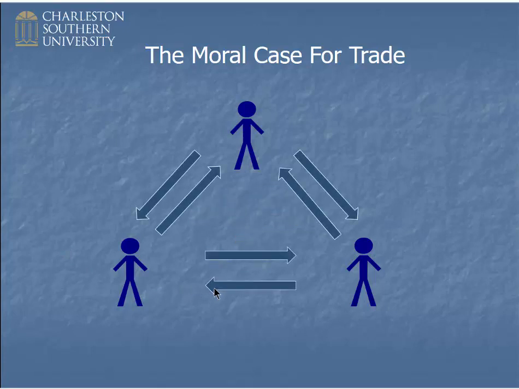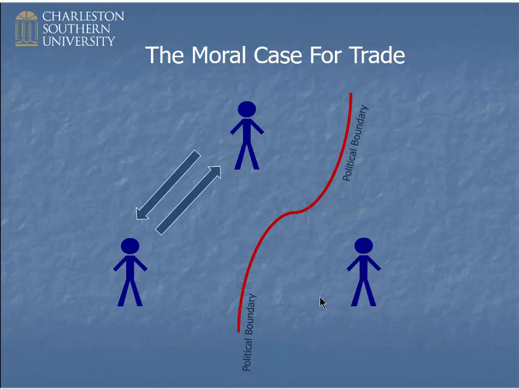So let's say that there's a political boundary here, and now somehow this person lives on the other side of the boundary. This kind of trade is okay, but now it's not okay there. I would argue that this is not a good idea, and most economists, practically all economists, would argue the same way.